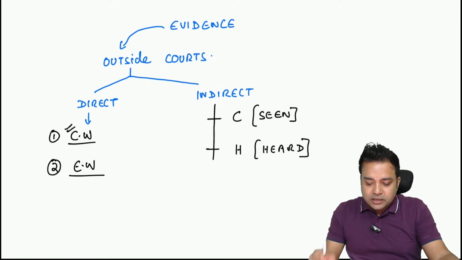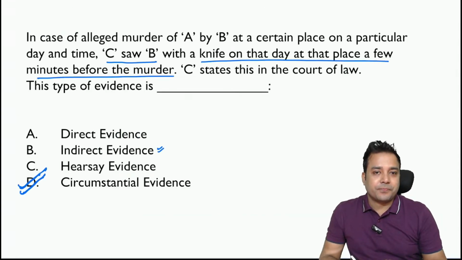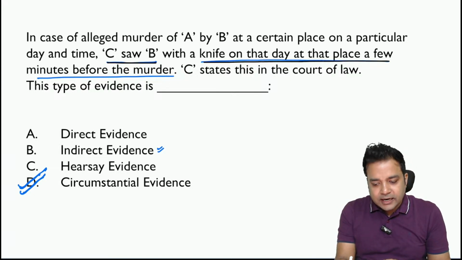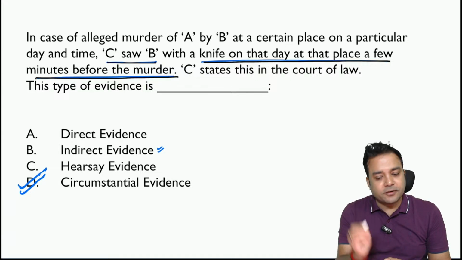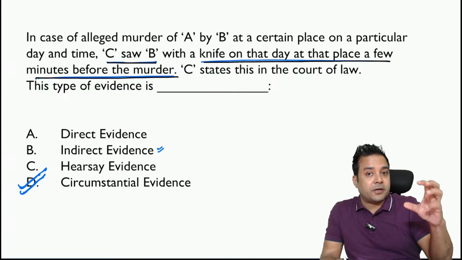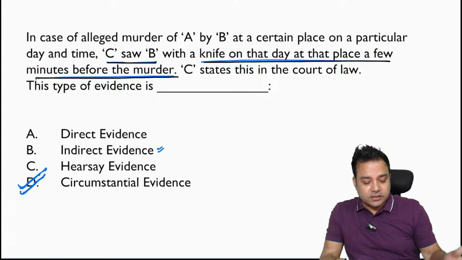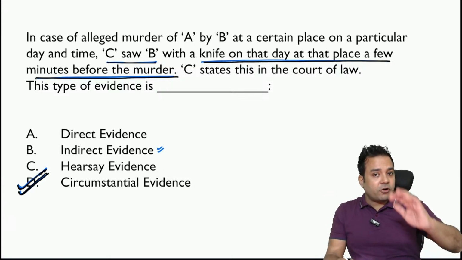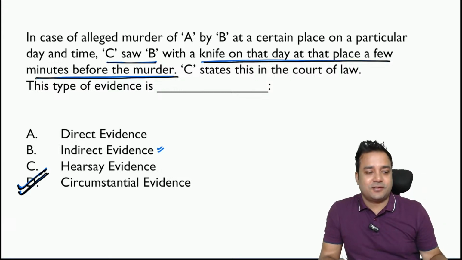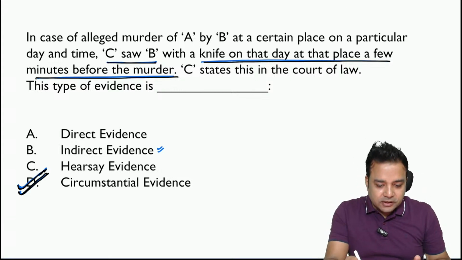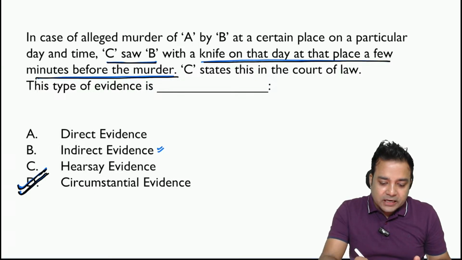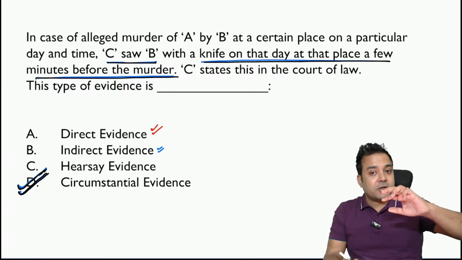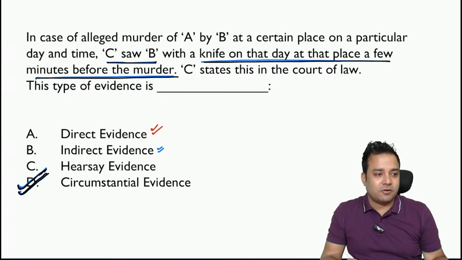So what should be the best answer to this question? C saw B with a knife on that day at that place a few minutes before the murder. He has seen the accused with a weapon. So yes, this type of evidence, if circumstantial is in the option, our single best answer. If not in option, then indirect evidence. If I make a twist that C saw B killing the female, then your answer will become direct evidence, because now he has become a common witness in law or eyewitness in the law.